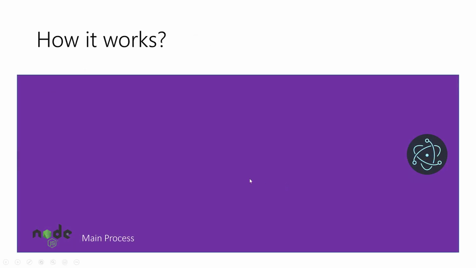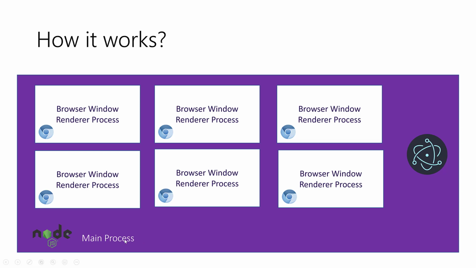Let's see exactly what happens behind the scenes. Here we have our Electron application. Each Electron application consists of a main process, only one main process, that runs via the Node.js runtime. The main process is responsible for creating browser windows, and each browser window is associated with a renderer process. Our web page opens here within each one of those windows.